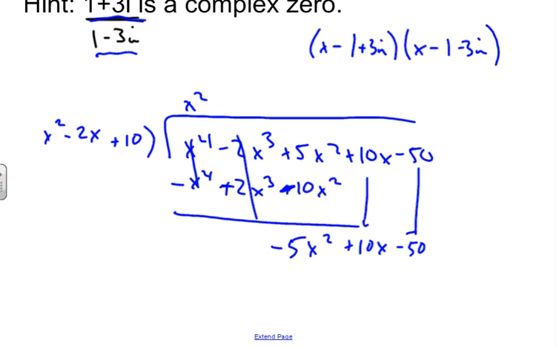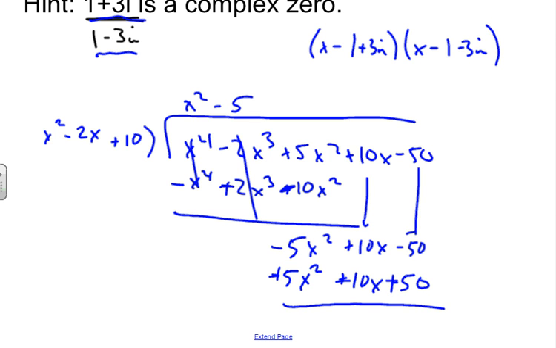Next we're going to have negative 5, so negative 5 times gives us negative 5x squared, plus 10x, and minus 50. And what do you know, opposite. Cancel, cancel, cancel. And that is our factor. So what we just did was create another quadratic factor, and this here is our other quadratic factor.